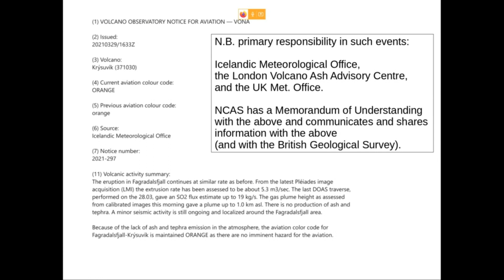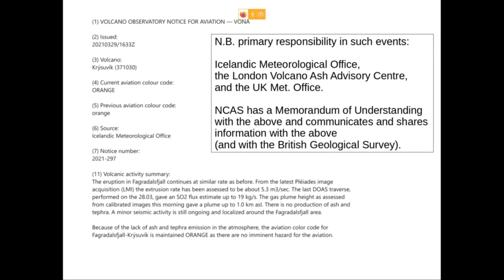But NCAS has a memorandum of understanding, an MOU, with the above institutions, and also with BGS, the British Geological Survey. So we all pool information and can supply simulations if required. This is the kind of way that this information arrives. You get one of these, and it tells you whereabouts the volcano is erupting and what the current aviation colour is. So this was orange. Orange means there's an eruption occurring, and it's releasing gases, but it's not actually a danger to aviation at the moment. If that said red, then that would be a major volcanic eruption, and that could be a potential danger to aviation.